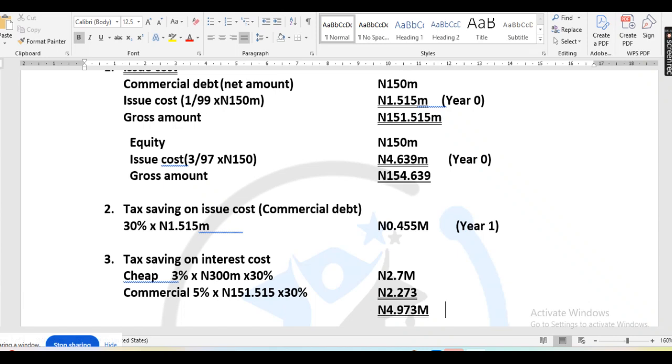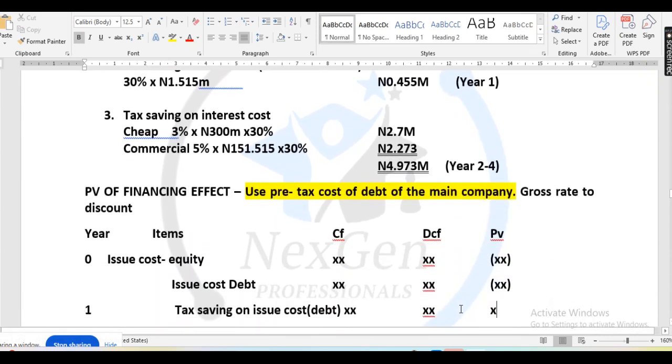Now, year 1 will be paid in year 2. Year 2 will be paid in year 3. Year 3 will be paid in year 4. And don't forget, this project is for 3 years. So therefore, since it is arrears, we can have from year 2 to 4, because the tax is in arrears. That is what we will plot in this table.